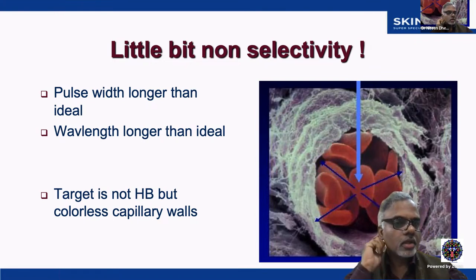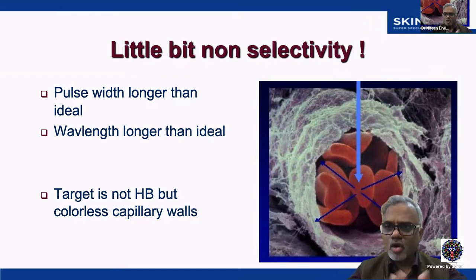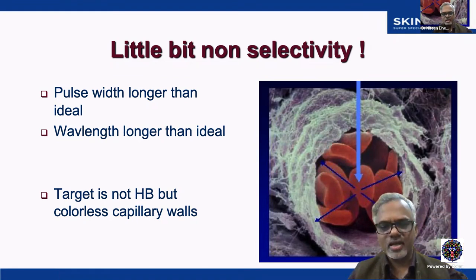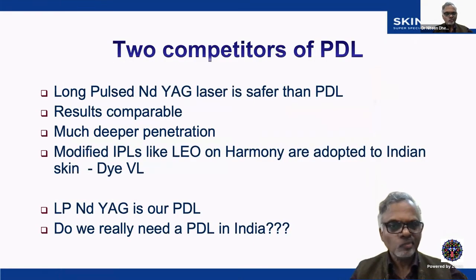So we need a little bit longer wavelength, not 585, 575. We need 600 or plus. And we want to hit for a longer time. So here we give some relaxation in the selectivity because we want to be non-selective, not restrict the damage only to the RBCs, but go beyond RBCs and reach the capillary wall.